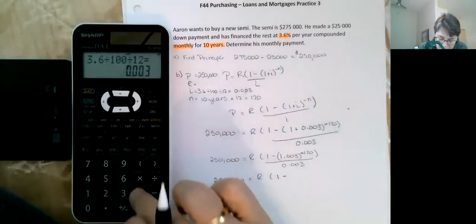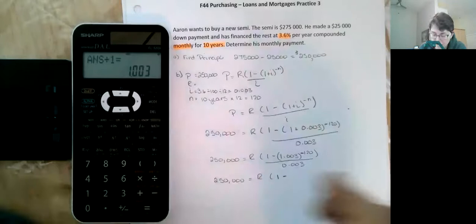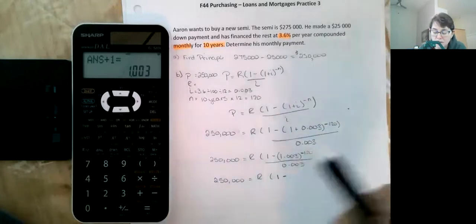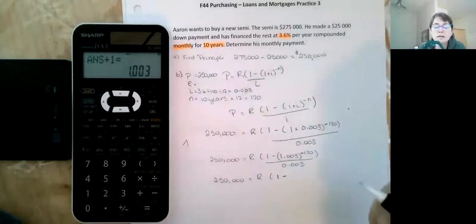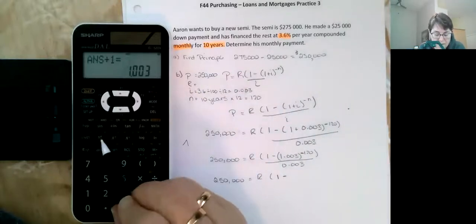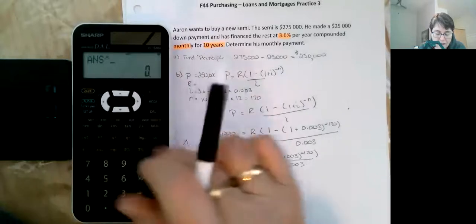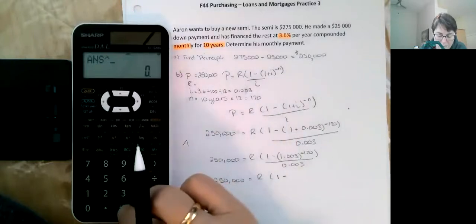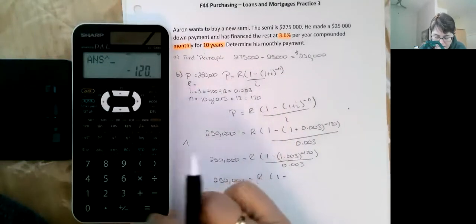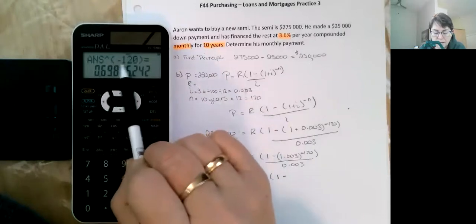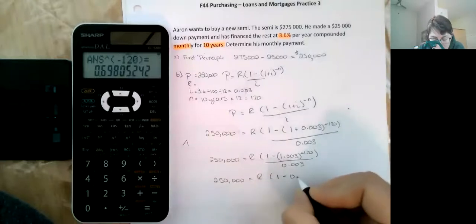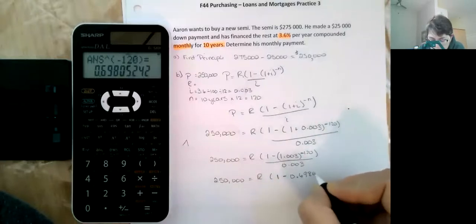So there's my 1.003. And then, oh, okay, different calculator. On this one, there's a y to the x button. I know on the ones before, I can't remember what calculator I had, but it was a little caret key. This is the same thing, y to the x. See, when it shows up as a caret. But I need to use minus 120. Okay, I didn't put the brackets in, the calculator did that. 0.69805242.